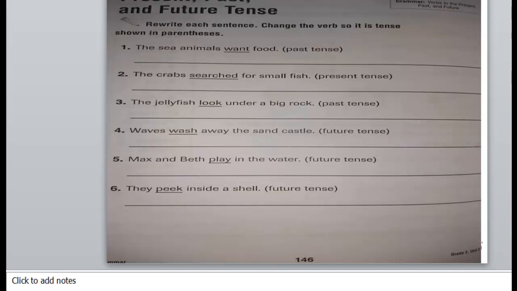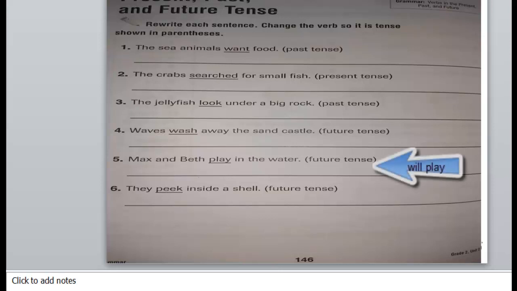Okay, number 5. Max and Beth play in the water. We're gonna change the word play into the future. What are we gonna do? Yeah, we will add the word will before the action verb. Bravo, good guys. So Max and Beth will play in the water.